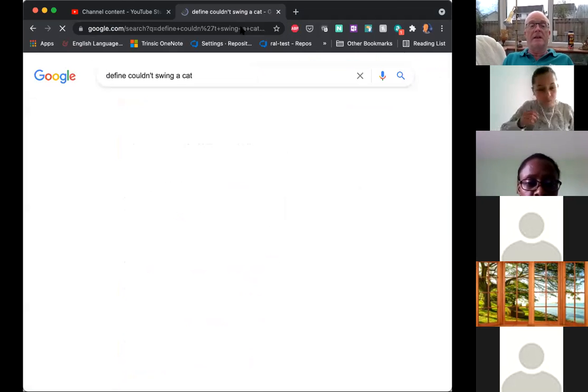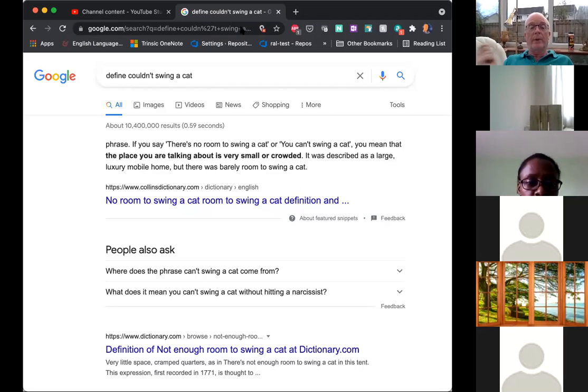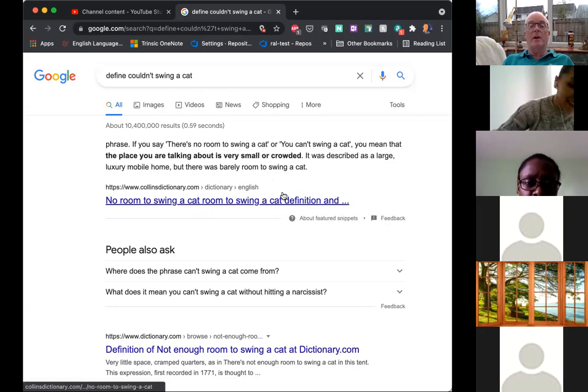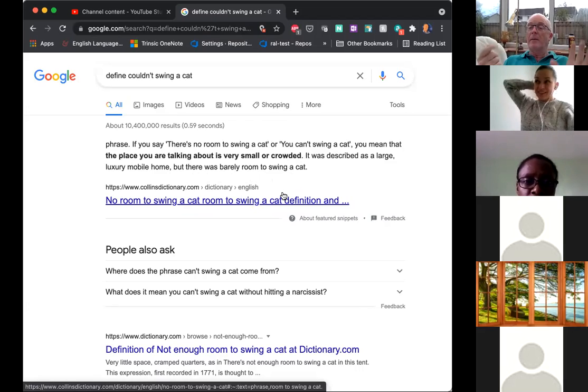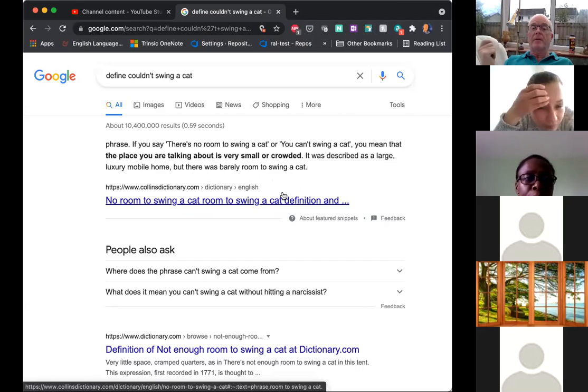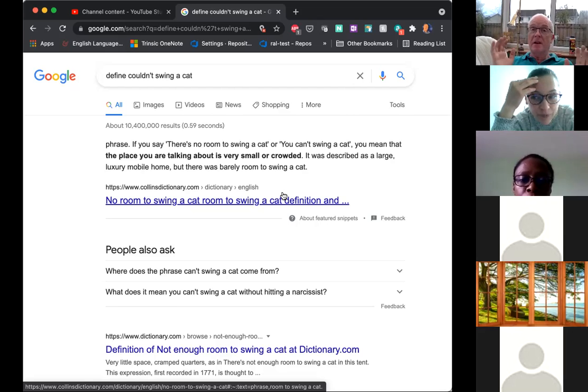Some people think that the cat is the thing called the cat of nine tails, which is an old whip. Here's the expression: if you say there's no room to swing a cat, you mean that the place you're talking about is very small and crowded. It was described as a large luxury mobile home, but there was barely room to swing a cat. Everybody imagines grabbing a cat by the tail and swinging it, but obviously you would never do that. But the cat of nine tails was like a whip used to beat slaves. Maybe that's where it comes from. Nobody really knows. But it's the idea of something being really small.